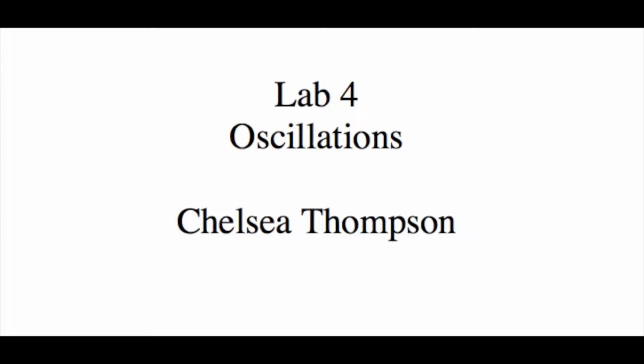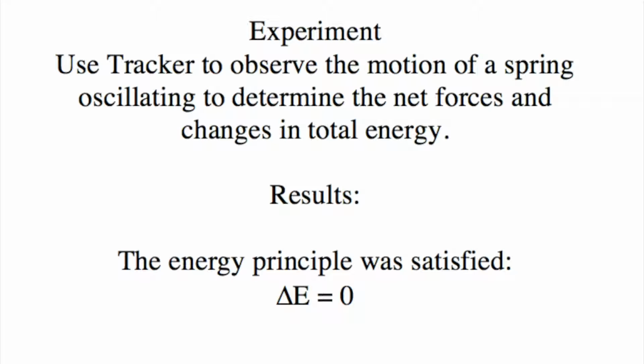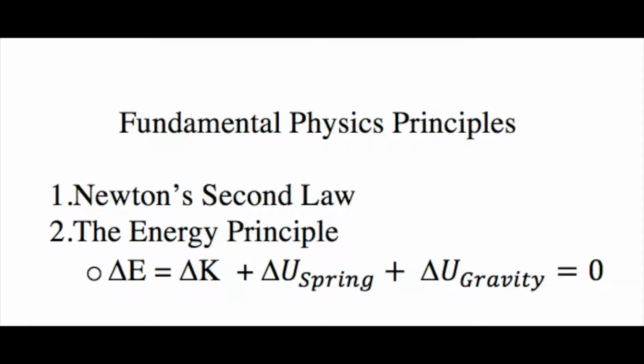My name is Chelsea Thompson, and in this lab we are going to examine the motion of a mass oscillating on a spring. To do this, we made a model and compared this with the data gathered from the video and Tracker. Here we define the system to be the Earth, the mass, and the spring. From this, we will use fundamental principles of physics, such as Newton's second law, the energy principle, and Hooke's law, to analyze the data and see if this model satisfies the energy principle that the change in energy of a system is equal to zero.